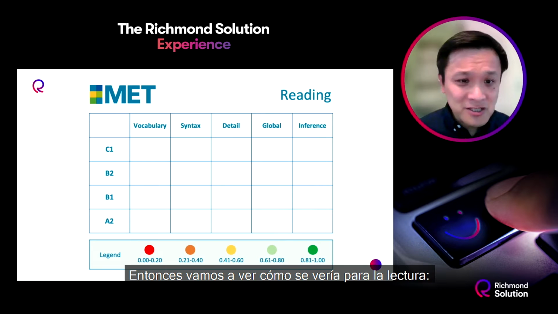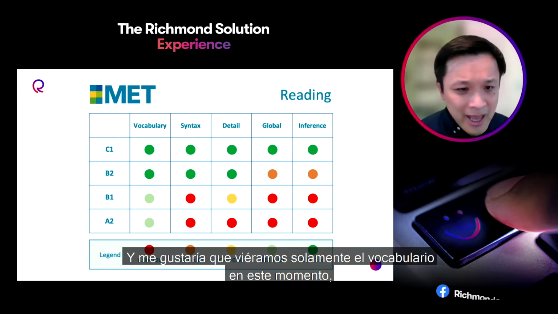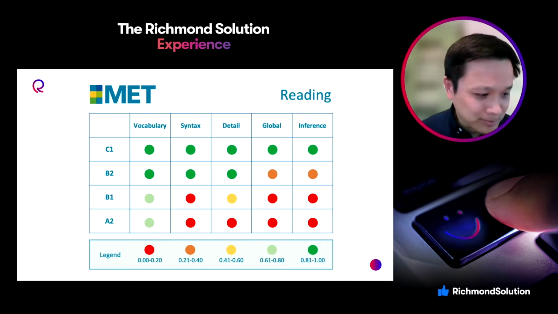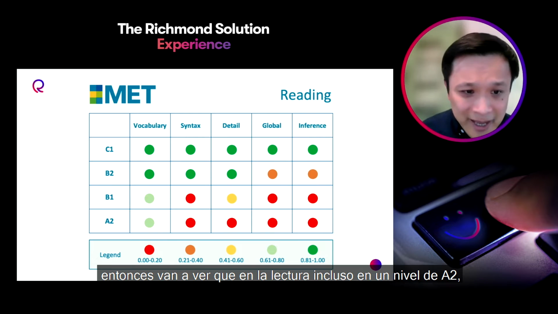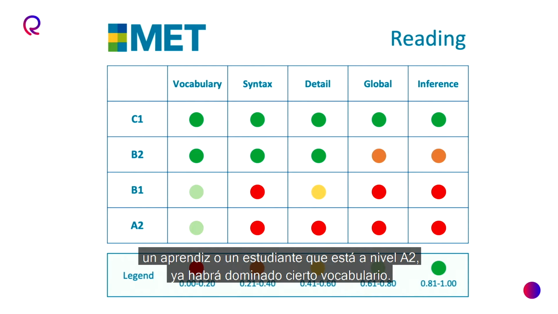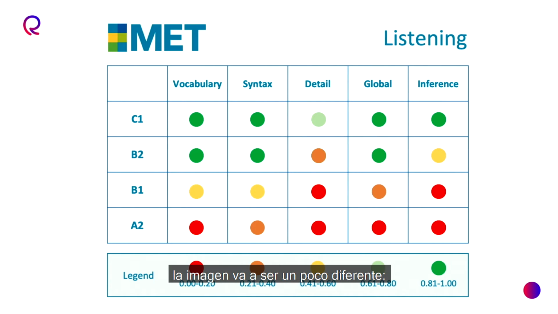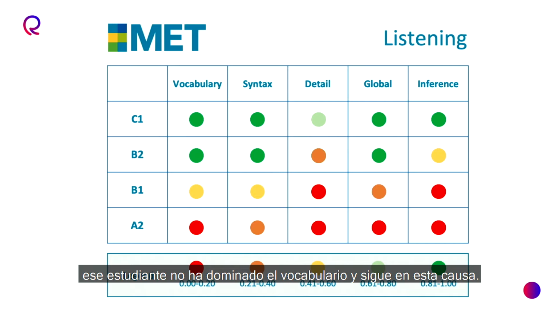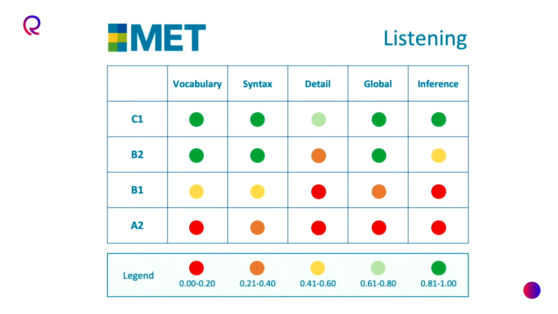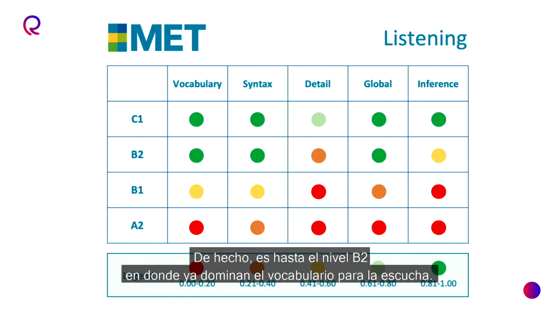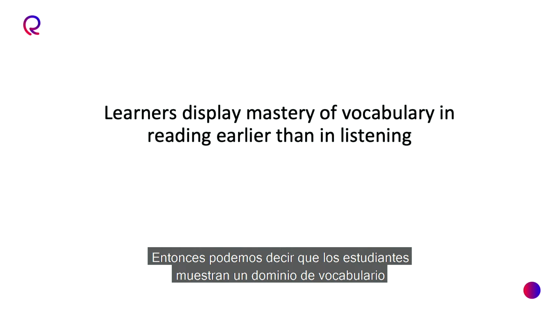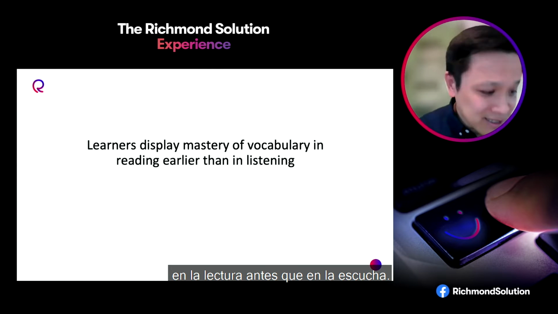So let's take a look at what this looks like for reading. And I'd like for us to just look at vocabulary for now. So you will see that in reading, even at the A2 level, a learner will generally have mastered vocabulary. Now let's move on to listening. If we look at listening, the picture is slightly different. At A2 level, that learner has not yet mastered vocabulary. And indeed, even at B1, it's still on the cusp. And it's really at the B2 level that they have mastered listening. So we find out from this that learners display mastery of vocabulary in reading earlier than in listening.